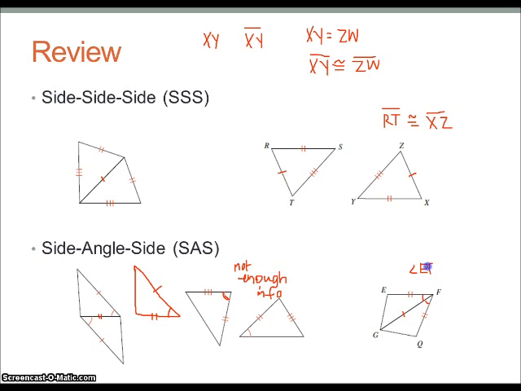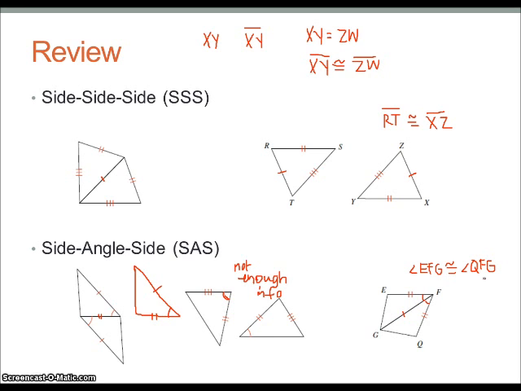EFG needs to be congruent to angle QFG. Remember, it's important that the F is in the middle on both sides because that's the angle we're referring to, and the E and G and Q and G just lets us know which side of that angle.